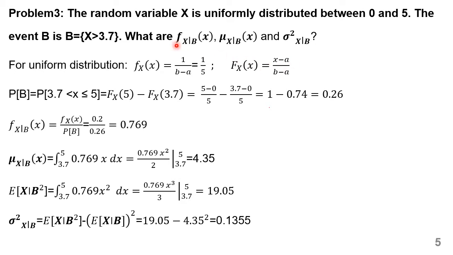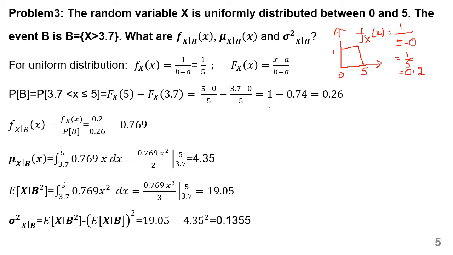So this problem is on conditioned random variables, and the first data given is that x is a uniformly distributed random variable. Here it is uniformly distributed between 0 and 5. So the PDF for x is f_X(x) equal to 1 divided by b minus a, that is 5 minus 0, that gives you 1 by 5, that is equal to 0.2.